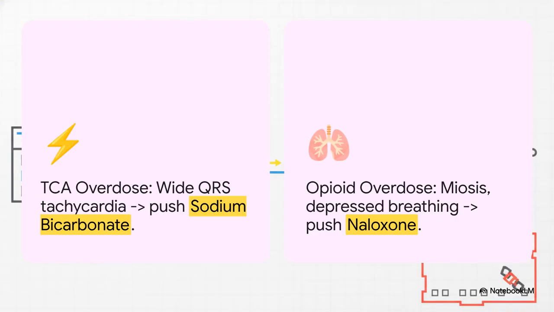Let's look at one final juxtaposition here. If you've got a comatose patient, you need to look at the peripherals. A TCA overdose will present with an anticholinergic toxidrome and a wide QRS complex tachycardia on the ECG. That patient needs sodium bicarbonate pushed immediately to overcome the sodium channel blockade. Conversely, an opioid overdose presents with miosis, pinpoint pupils, and a profoundly depressed respiratory drive. That patient requires pure receptor antagonism with naloxone. It's the exact same comatose presentation, but with entirely different biochemical red lines.